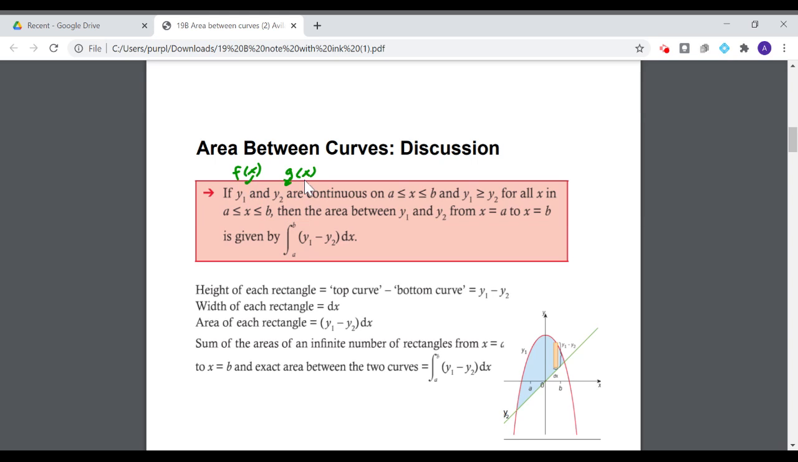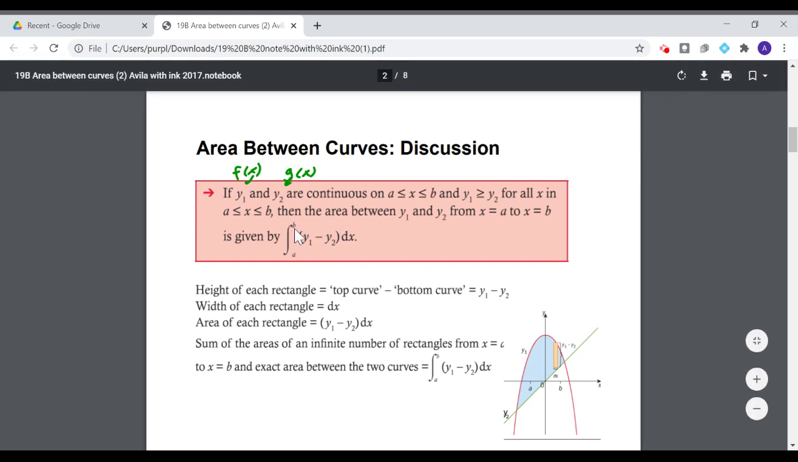sometimes we call it g of x, are continuous on an interval between a and b, and y1 is greater than y2 for all x in that interval, that means that the graph of y1 is always higher up than the graph of y2, then the area between those two curves is given by the integral between a and b of y1 minus y2 dx, or equivalently, the integral between a and b of f of x minus g of x dx.